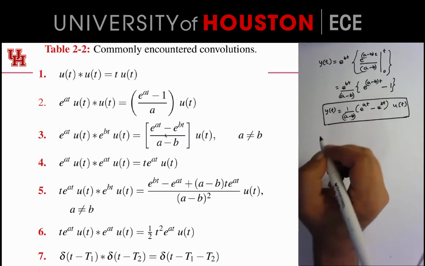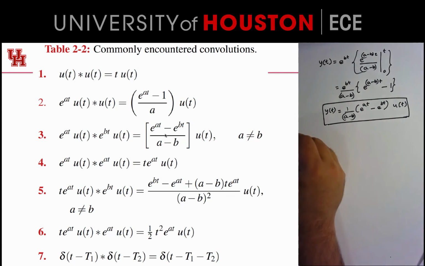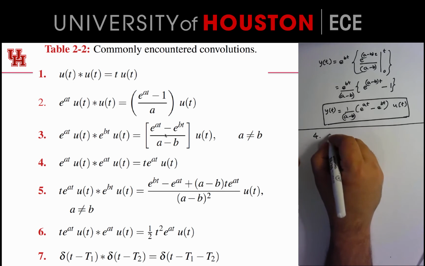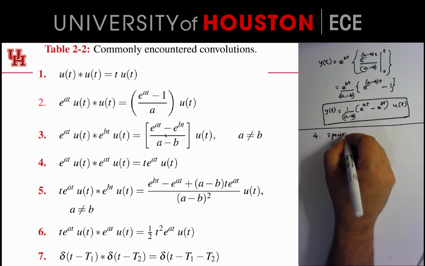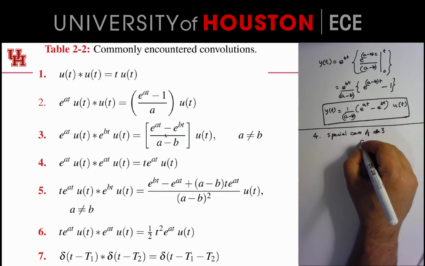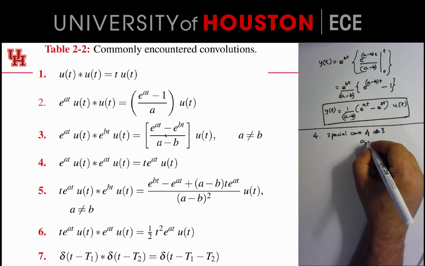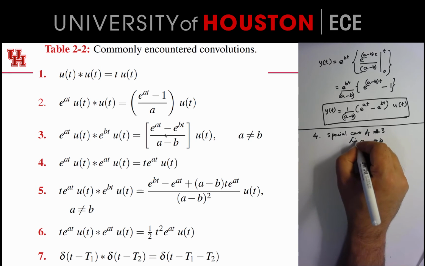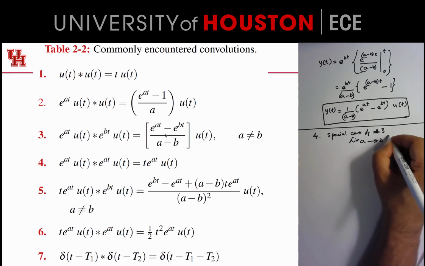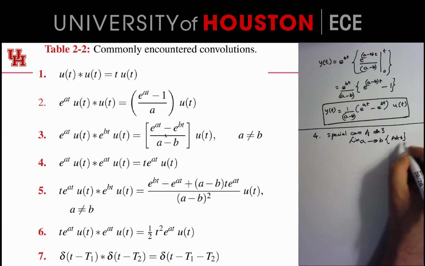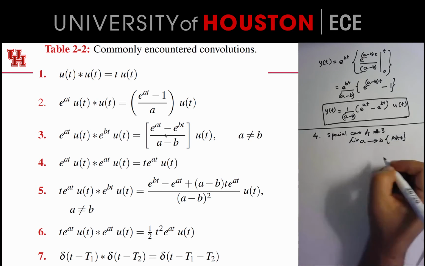I hope you're getting the hang of this stuff. So our next problem is problem number 4. Now, problem number 4 is sort of a special case of problem number 3, when a tends to b. If you were to take the limit as a tends to b of problem 3, the limiting case should be like problem 4. That's one way to think about that.